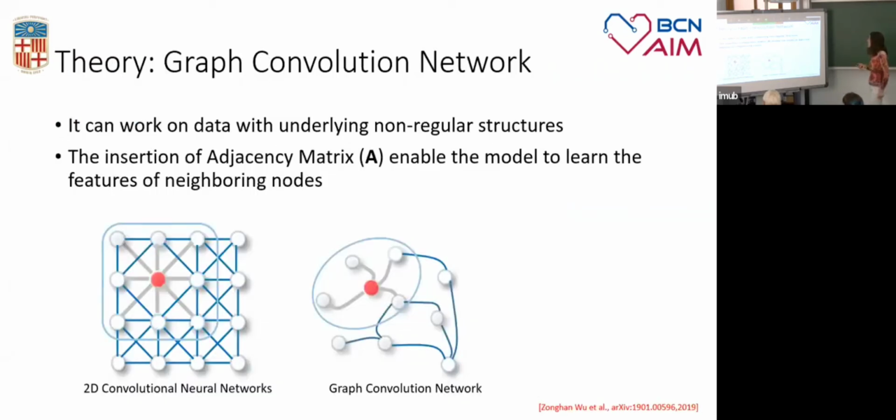As I mentioned, before, in convolutional neural networks that we'll see in detail now, we had a regular structure where you have a global pixel and you have the neighbors around. But now we don't have this information, we have a graph. We need one way to determine the neighborhood of a pixel. This is why we use the adjacency matrix, which enables the model to learn the features from the neighborhood.